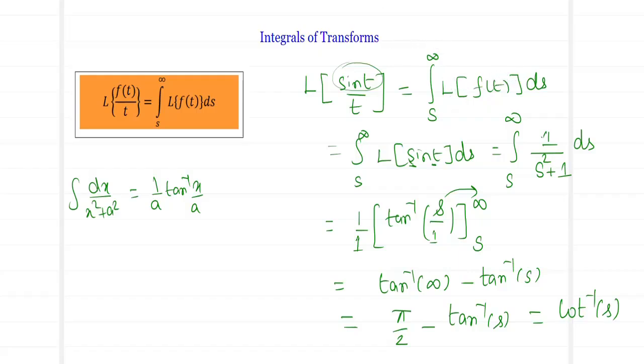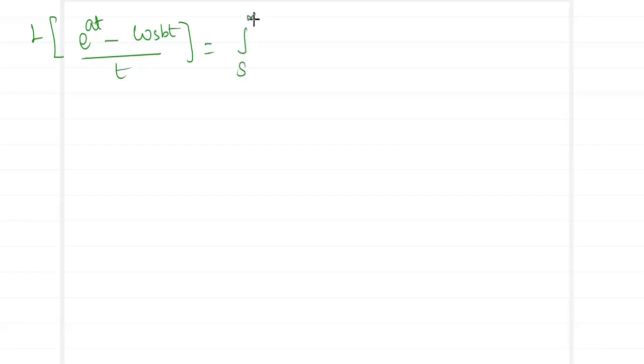Come, let us become accustomed with one more problem. Let us find the Laplace of e power at minus cos bt, divided by t. So this is nothing but the integral from s to infinity, as I see a denominator t, of Laplace of e power at minus Laplace of cos bt, everything with respect to ds has to be integrated. So it is the integral from s to infinity.